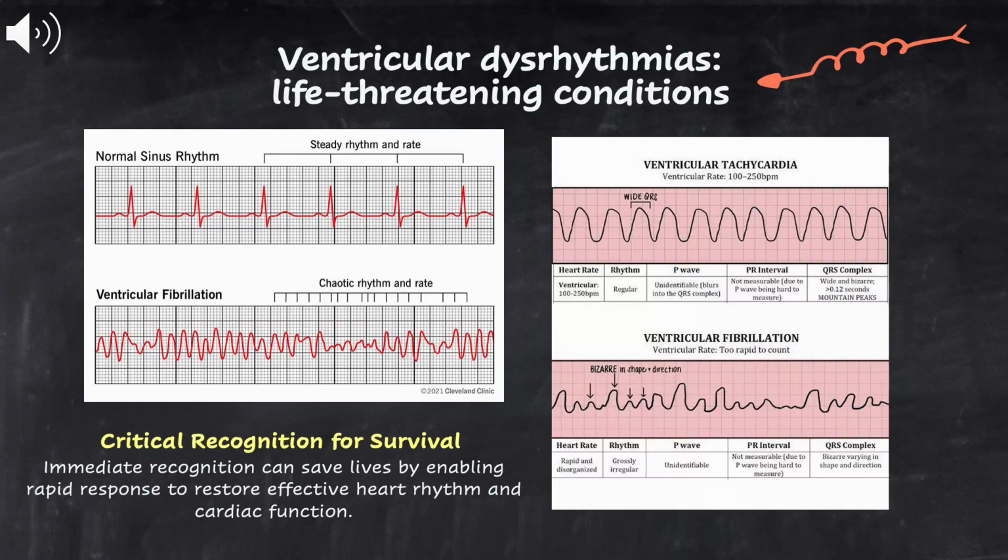Next, this slide focuses on ventricular dysrhythmias, which are immediately life-threatening conditions and require rapid recognition and action. We'll start with ventricular tachycardia, or VTAC. VTAC is characterized by a wide QRS complex and a rapid ventricular rate. Because the ventricles are beating too fast to fill properly, cardiac output drops, and the rhythm can quickly progress to cardiac arrest if not treated.